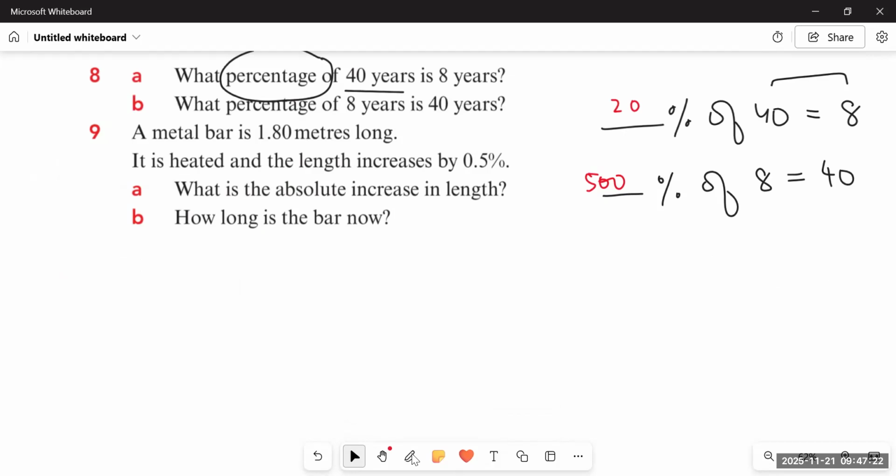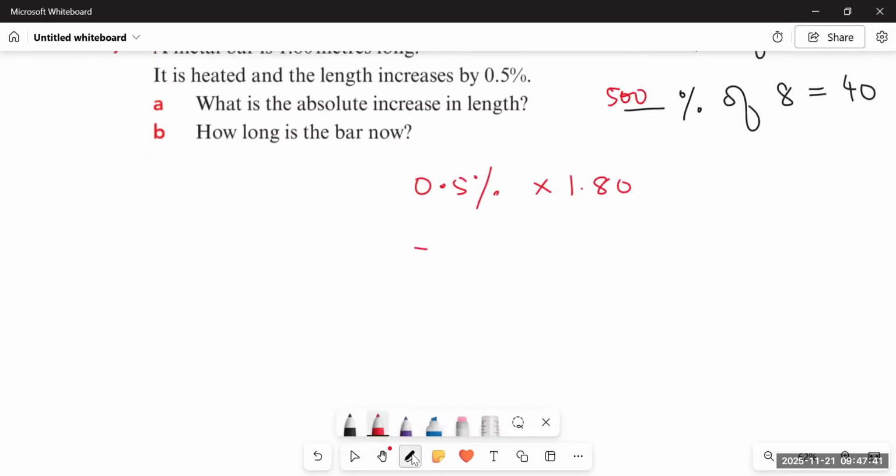It is heated and the length increases by 0.5%. What is the absolute increase in length? First, we have to find out the increase in length. For this, we'll simply multiply 0.5% with 1.80. How are we supposed to do that? In the next step, it would become 0.5 over 100. And now we will multiply it with 1.8. Okay?